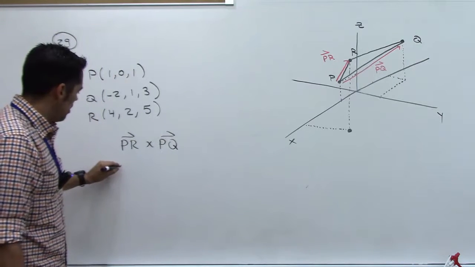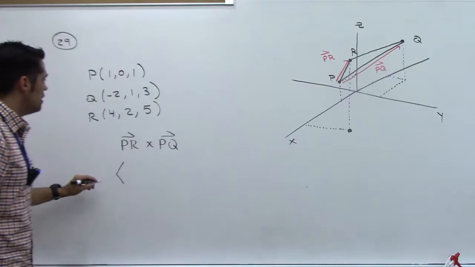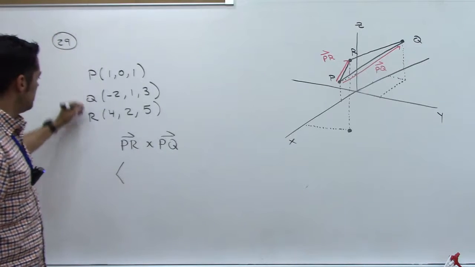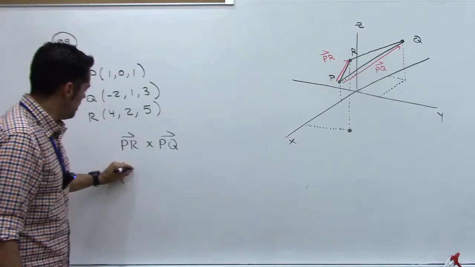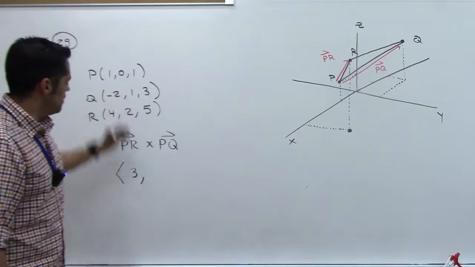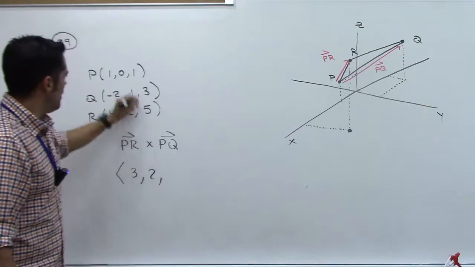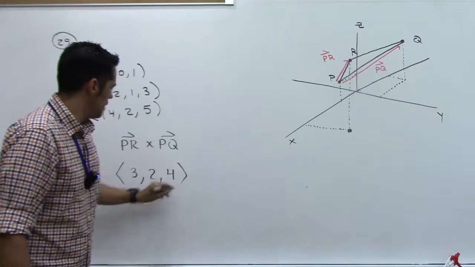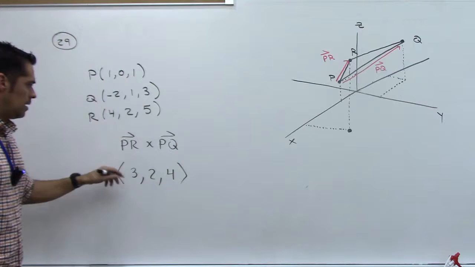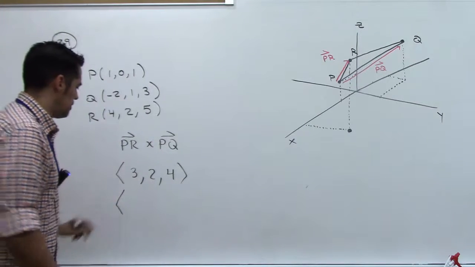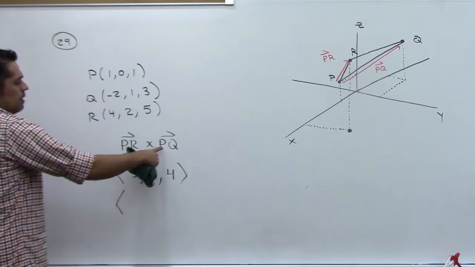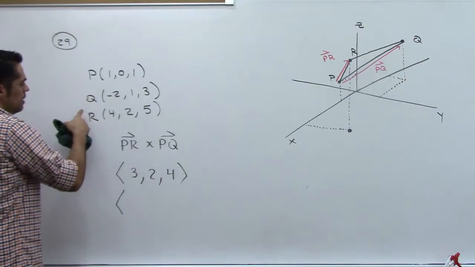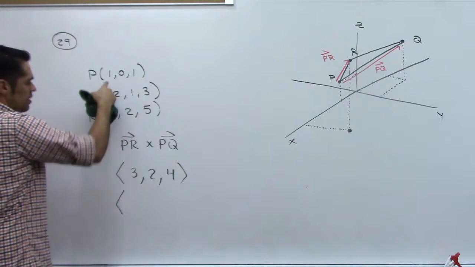So let's do PR. PR is the vector from here to here, so 4 take away 1 is 3, 2 take away 0 is 2, 5 take away 1 is 4. Okay, that's PR. And then I need to cross it with PQ, so I'll put PQ here. So PQ goes from P to Q, so negative 2 minus 1 is negative 3.